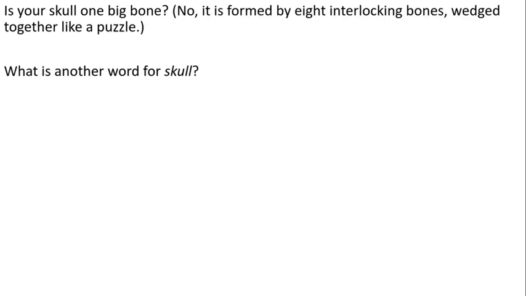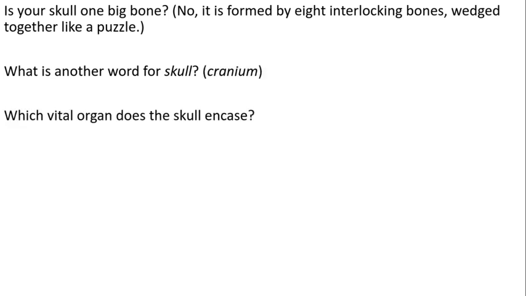Is your skull one big bone? No, it is actually 8 interlocking bones wedged together like a puzzle. And they didn't start wedged together, right, when you were a baby. What is another word for skull? Your cranium. There's a board game called Cranium. That's what it makes me think of.